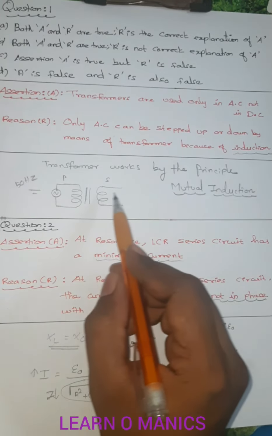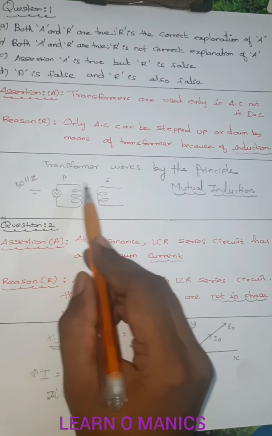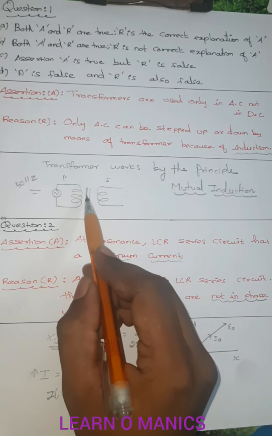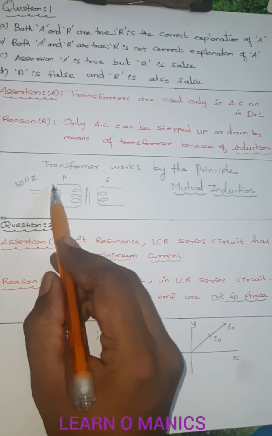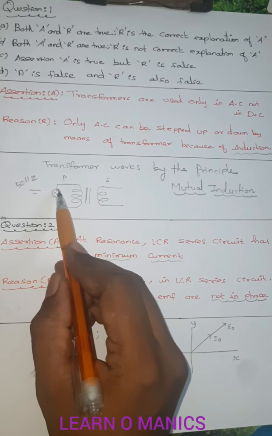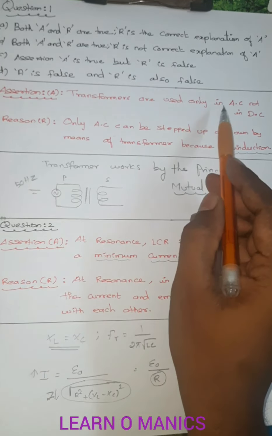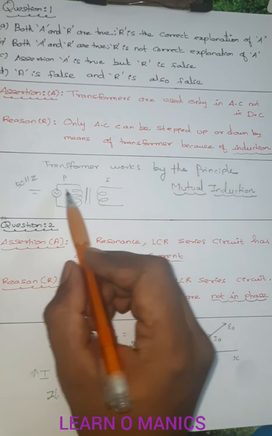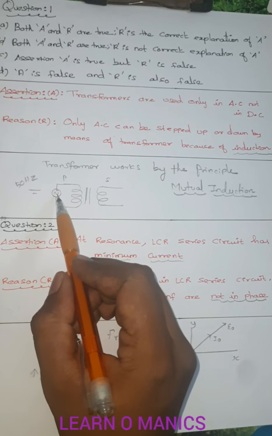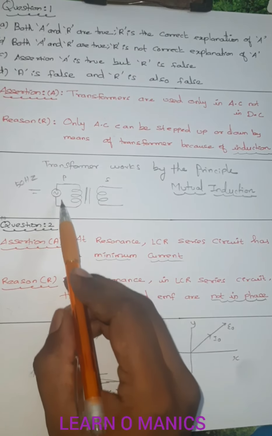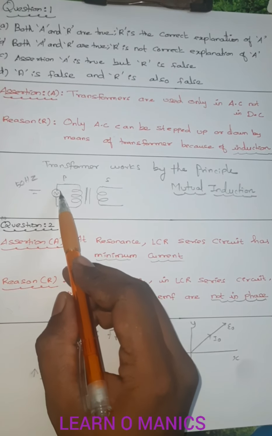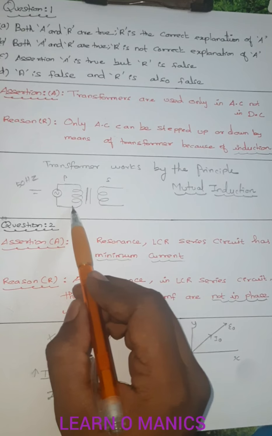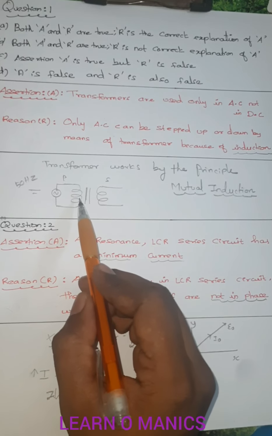For mutual induction, I need two coils. Let me name this one primary and this one secondary, and there is no physical connection between them. Here in the question two things are given, AC and DC. So first of all, I want to know how things will work when I connect AC here and DC here. When I connect an AC source to the primary, it will produce a magnetic field, and the magnetic field will be a varying magnetic field.